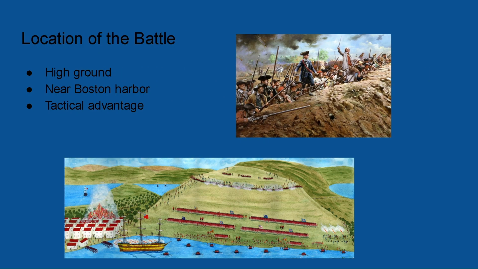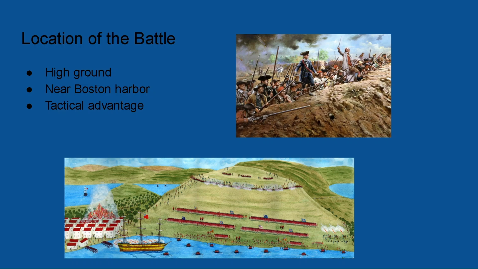The location of the battle was a large hill nearby the Boston Harbor. The British wanted to take control of this area because it would give them a place to settle and leave troops and equipment for the war. It would also allow them to import and export war goods and more people for their army very easily.